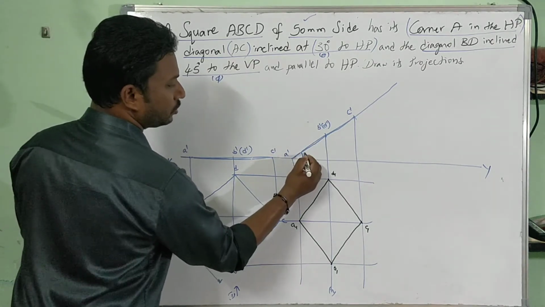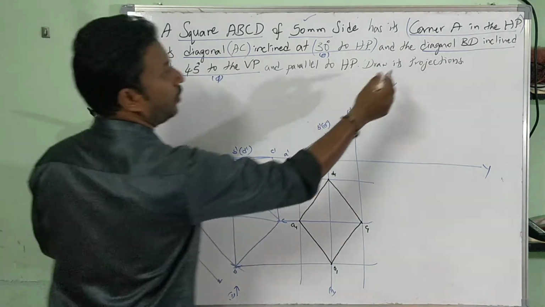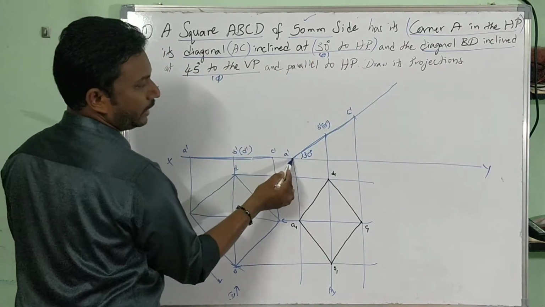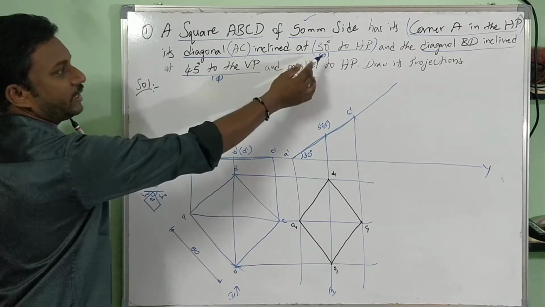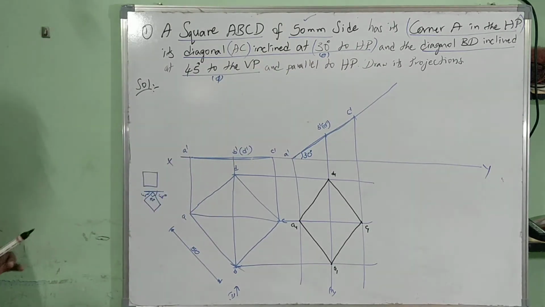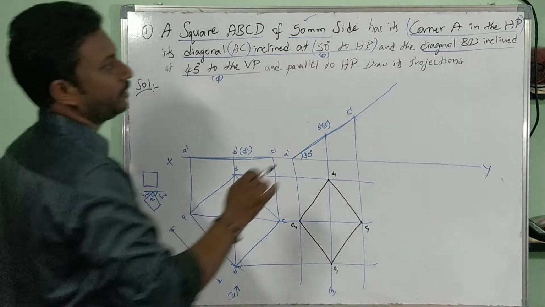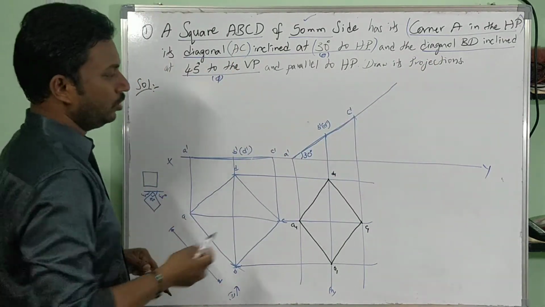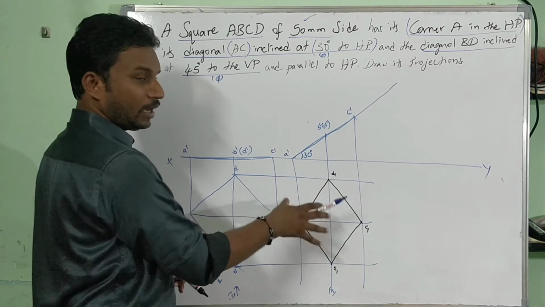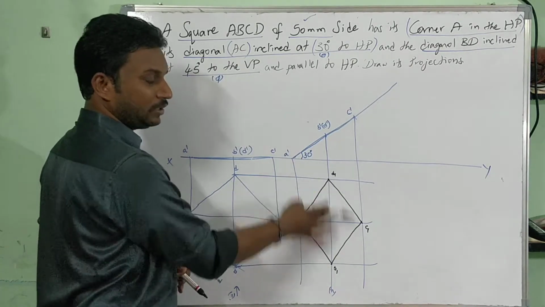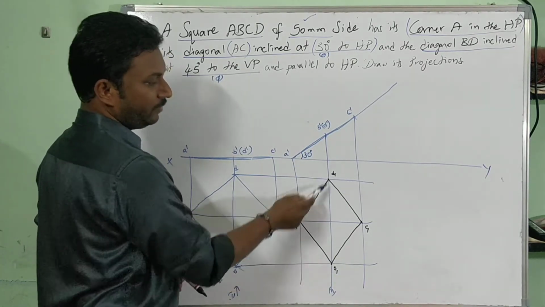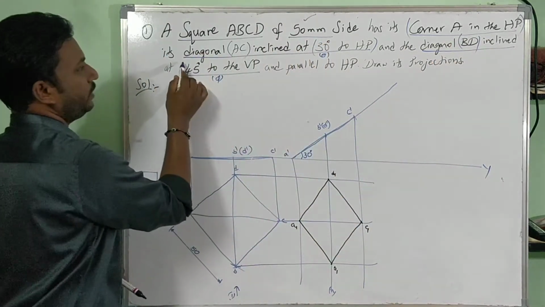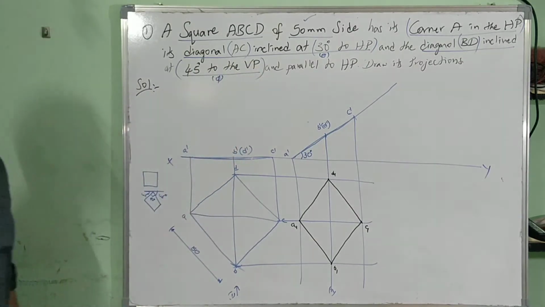See here, show 30 degrees. Corner A in the HP, satisfied. Diagonal AC inclined at A dash C dash, which is inclined at 30 degrees to HP, is also satisfied. Now the next condition is that the diagonal BD is inclined at 45 degrees to VP. Now whatever the new shape we had in the top view, there the diagonal is B1 D1. See this diagonal BD, it has to be at an angle of 45 degrees to VP.